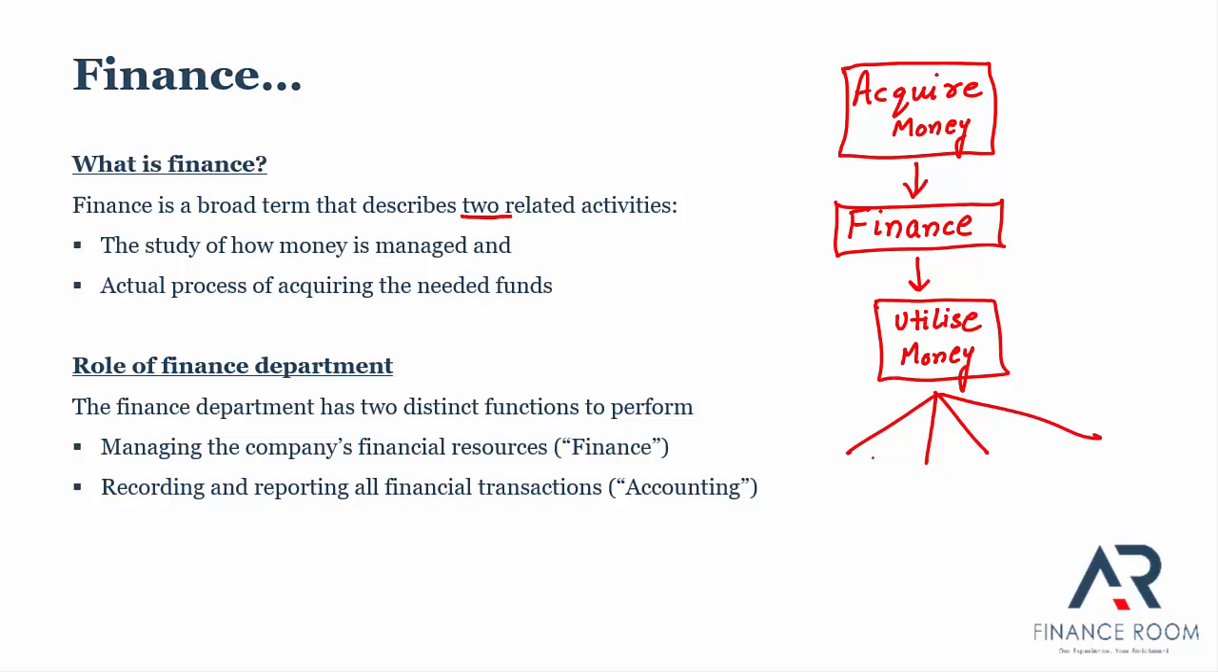And mostly the companies have a separate department, the finance department, which has two distinct functions to perform. Of course, managing the company's financial resources, what we just talked about, and recording and reporting all financial transactions. So if you acquire money, if you get the money into the business, or if you utilize that money, if you are sending the money out of the business, how will you record those items? How will you keep a record, which is basically accounting? All right. So that's what finance is about.